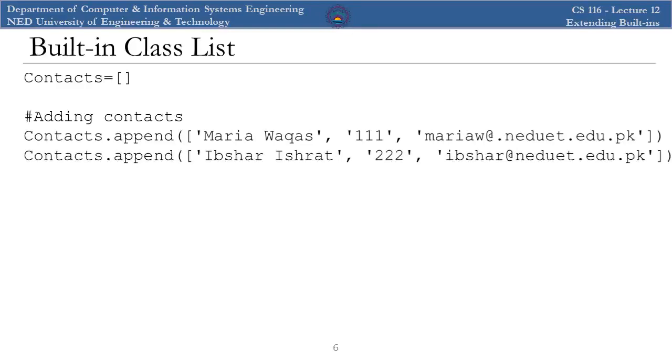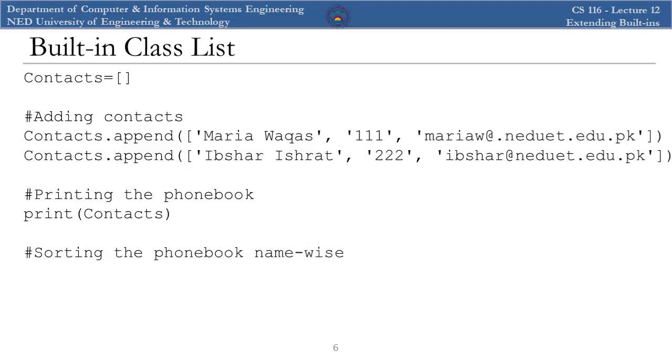Similarly, I can add another record. This is your class advisor, Miss Ibshar Ishrat, and then her dummy contact number and her email address. Now, if I want to print this phone book, we know that when you print that object directly, it prints it in a legible way. So I can simply print it like this, right? I'm not showing you the output. You can just try this out by yourselves. I'm providing you this code in that code file though.